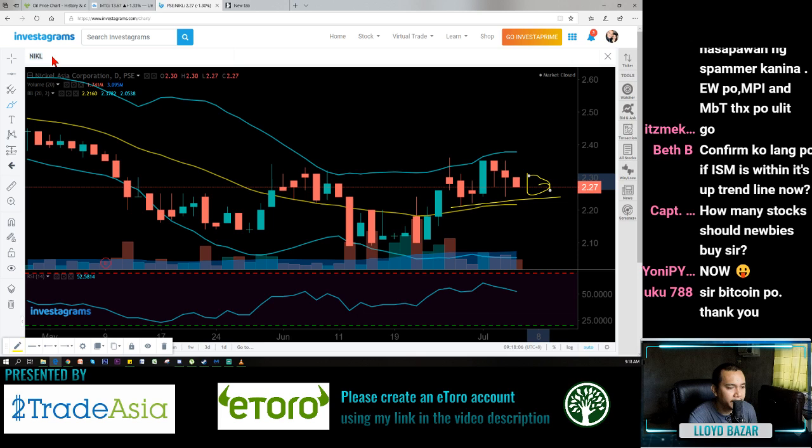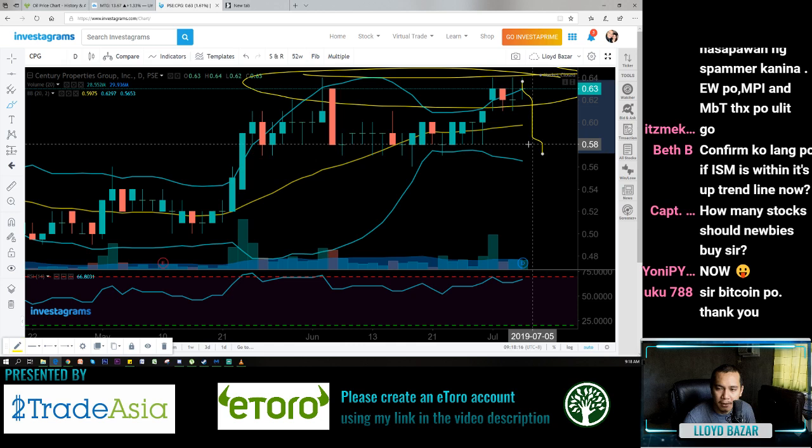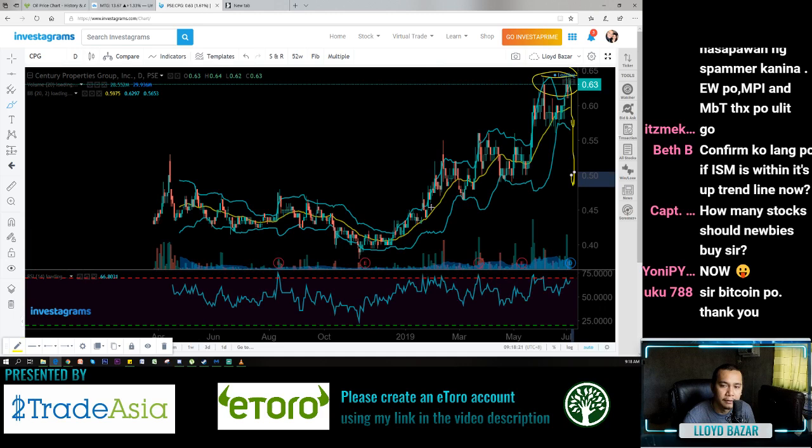Pwede ba humabol kay CPG po? CPG, please po, wag po kayo maghahabol. Kung gusto nyo pong humabol talaga, breakout na lang. Antayin na lang kayo ng breakout. Baka mahuli kayo ng pullback niya, bumalik sa support. Worse, hindi mag-sustain ng support. Investor kayo niyan. Okay? Mamaya na po.